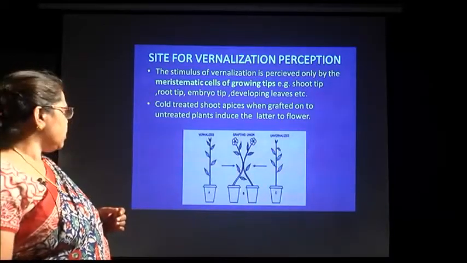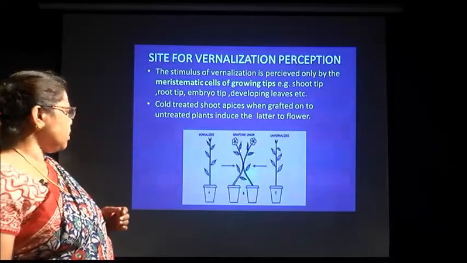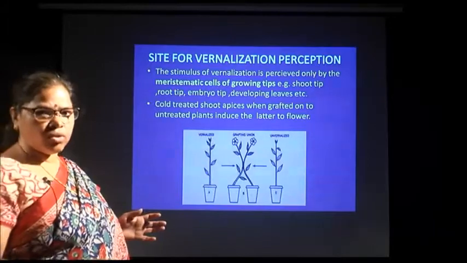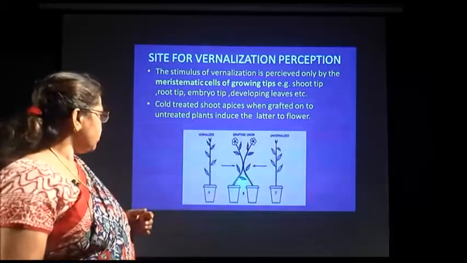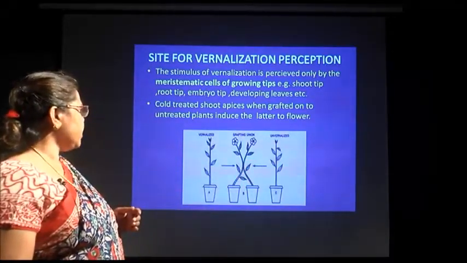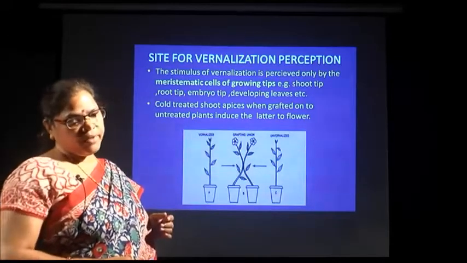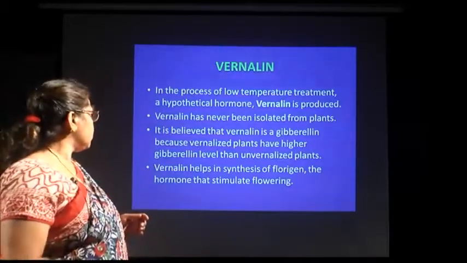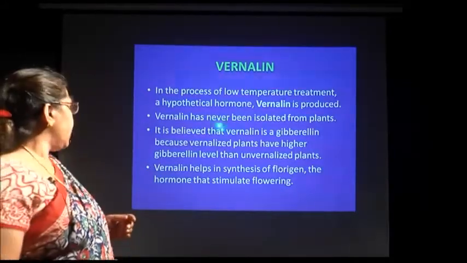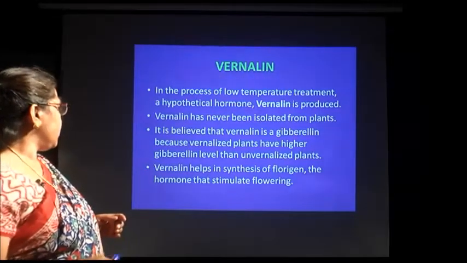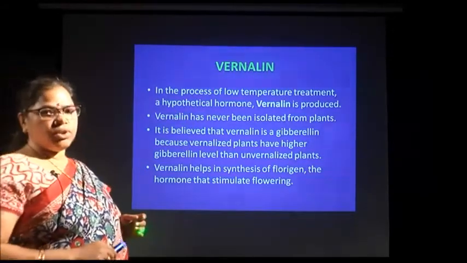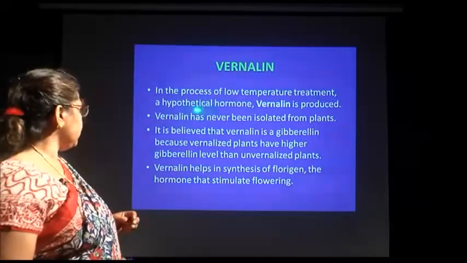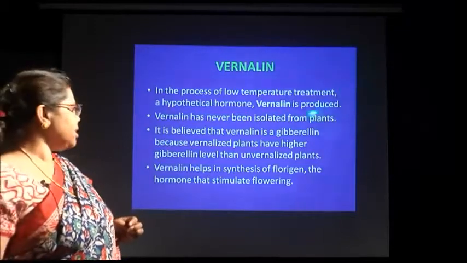That means some hormone is produced inside the vernalized plant due to this cold stimulus or low temperature treatment, which is transmitted to the other plant and induces it to flower. So, there is a hormone responsible for this cold temperature treatment, and that hormone is known as Vernalin. Vernalin is produced in the process of low temperature treatment; it is a hypothetical hormone.